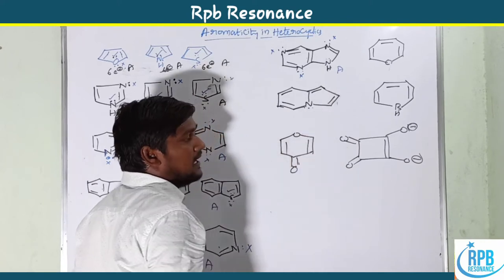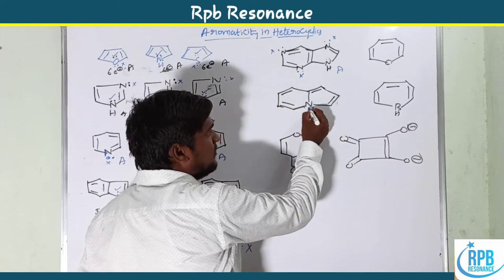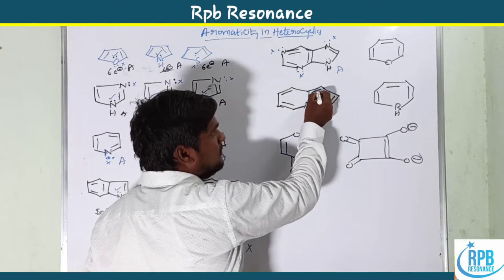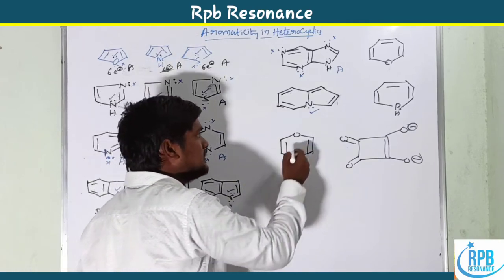So here are the indolizine derivatives. It is nothing but indolizine. Here the lone pair is calculated. Lone pair plus double bond, double bond, double bond, double bond. 4 double bonds, 8 electrons, 1 lone pair, 2 electrons, totally 10 electrons, it is aromatic.